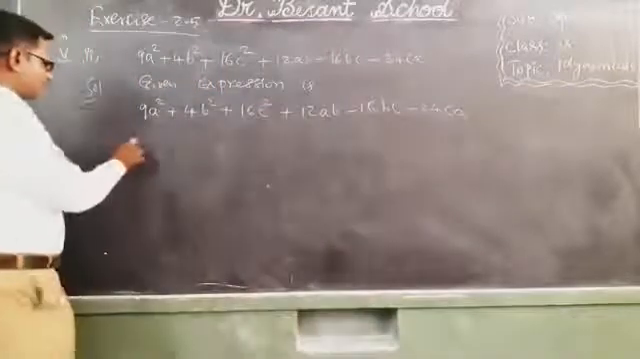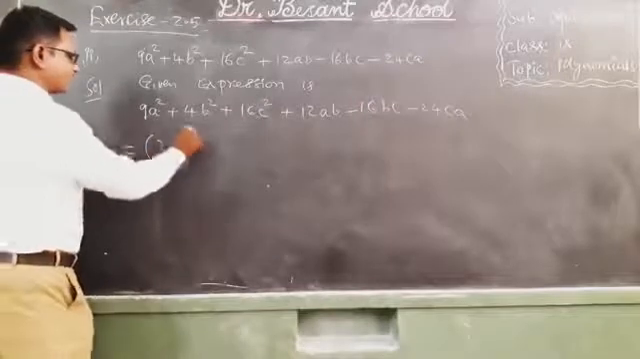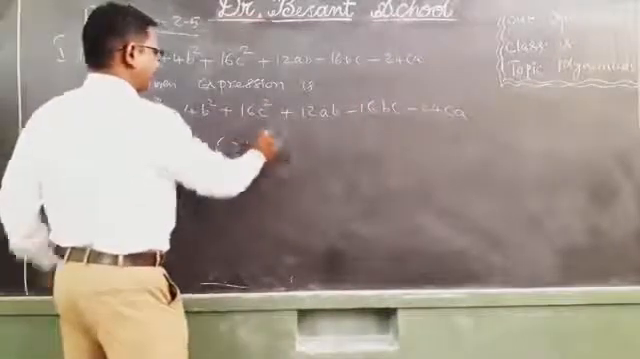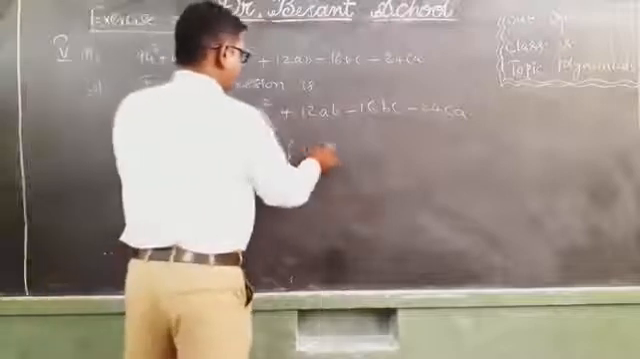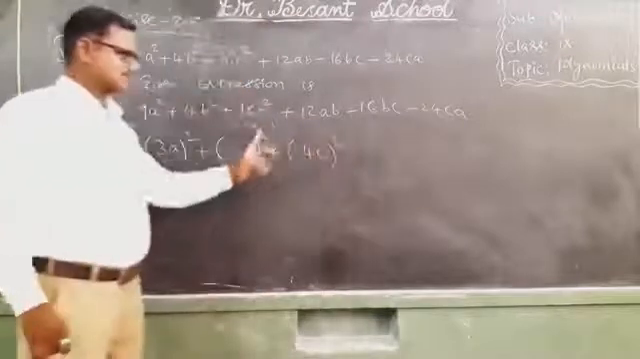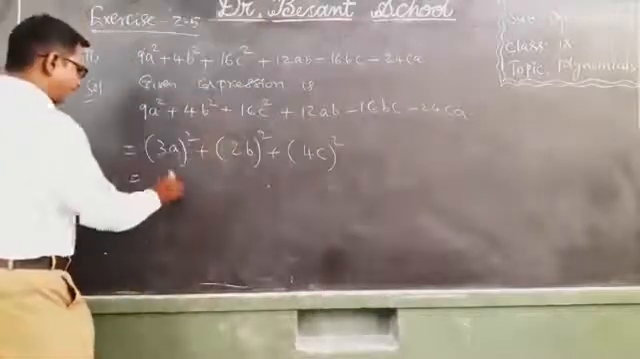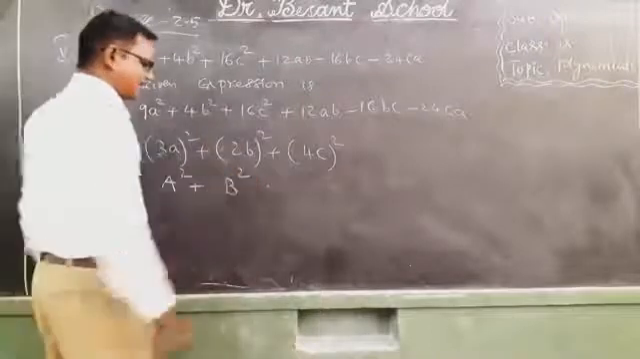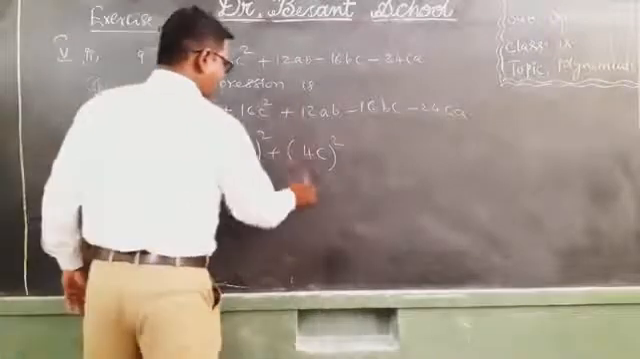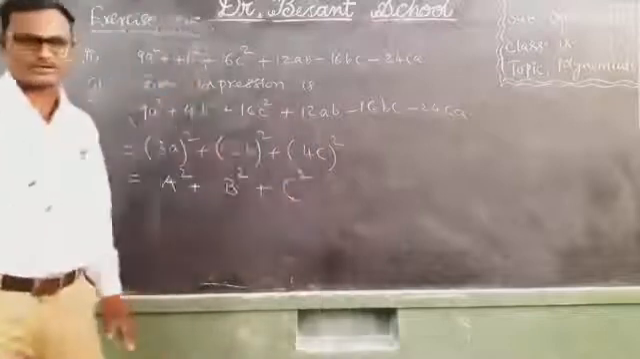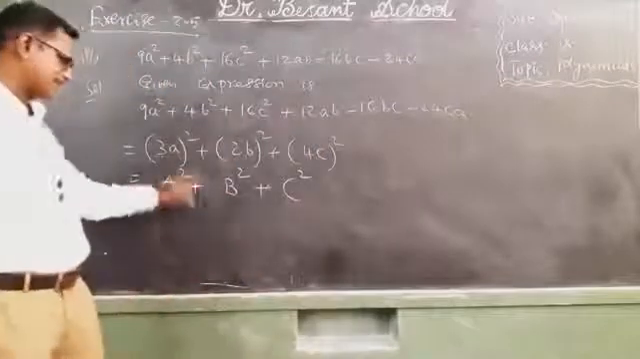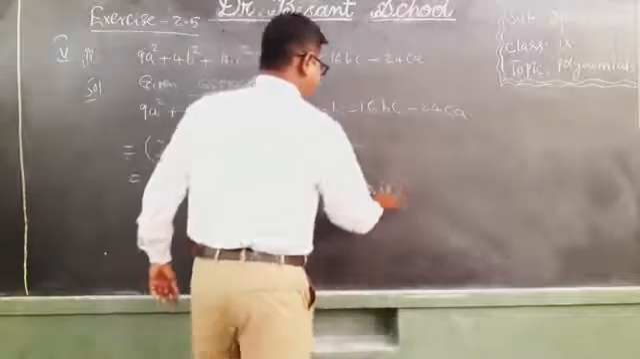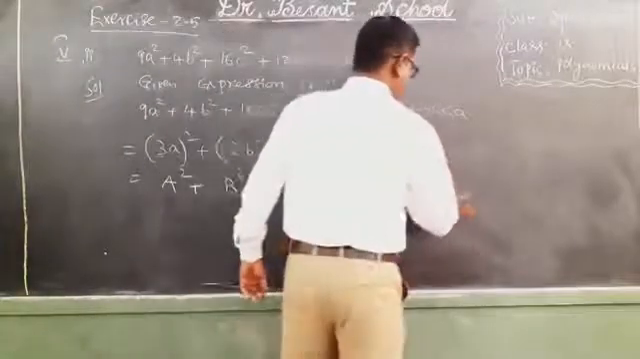So concentrate and verify. This is 3a whole square, that is 9a square, plus this is 2b whole square, 4b square. This is 4c whole square, that is 16c square. It is capital A square, where capital A equals 3a, plus capital B square, where capital B equals 2b. This is capital C square, where capital C is equal to 4c. So we have adjusted A square plus B square plus C square. Still we need to adjust the plus 2AB term, plus 2BC term and plus 2CA term.